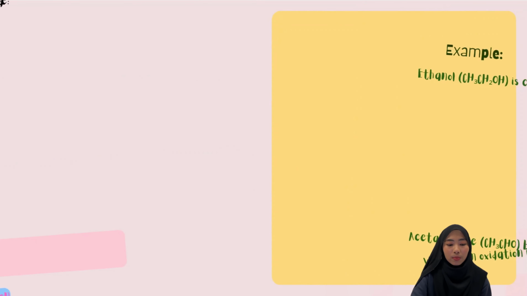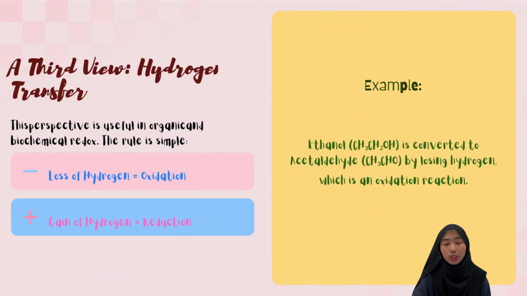And lastly, we move to the third view, which is hydrogen transfer. This perspective is useful in organic and biochemical redox. The rule is simple. First, loss of hydrogen is oxidation, while gain of hydrogen is reduction. For example, ethanol is converted to acetaldehyde by losing hydrogen, which is an oxidation reaction.